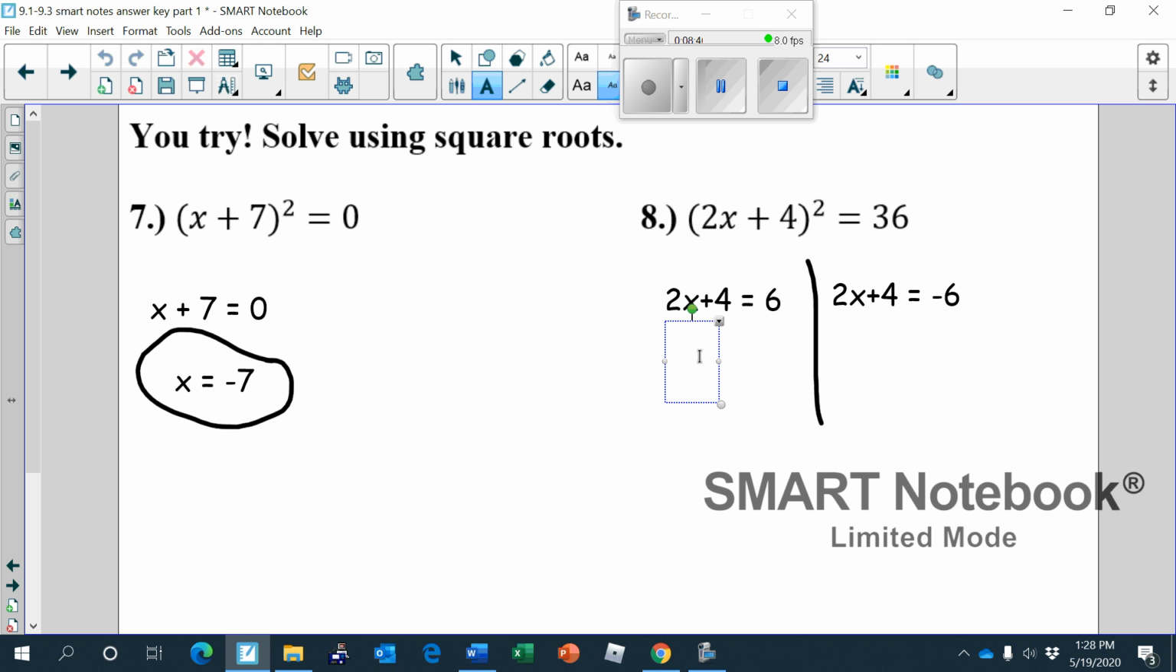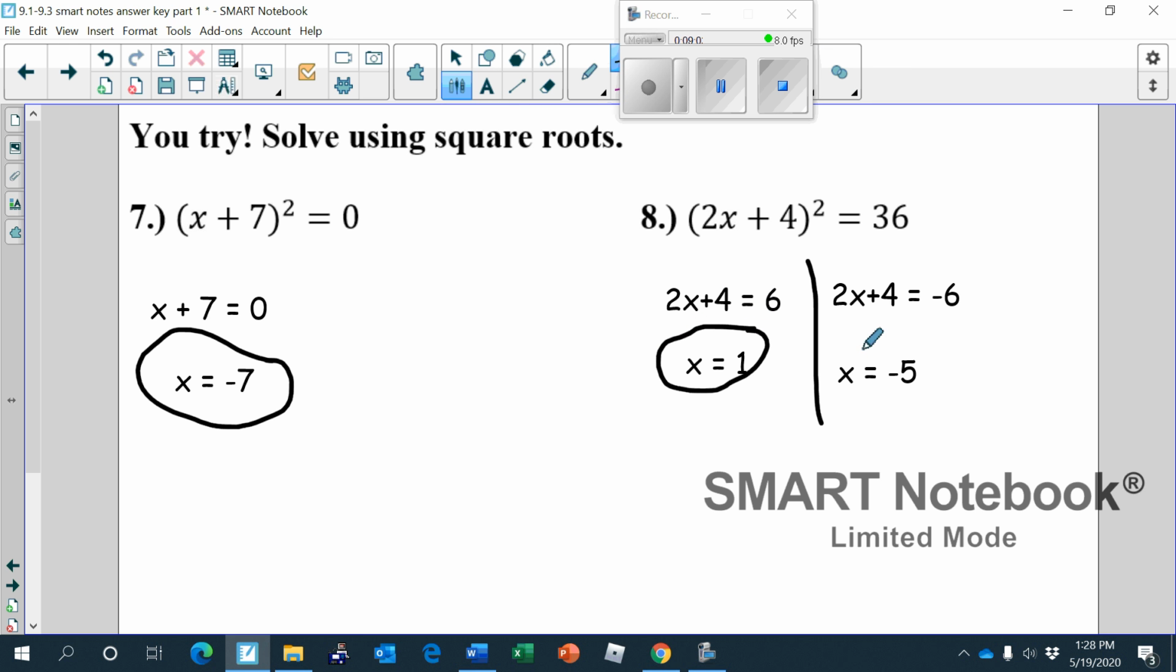When we solve this, we should have gotten x is equal to a positive 1. And over here, we should have gotten that x is equal to a negative 5. Again, you can always go back and check your answers in here. And you should have gotten those two answers. And if you checked them, it would have been correct.